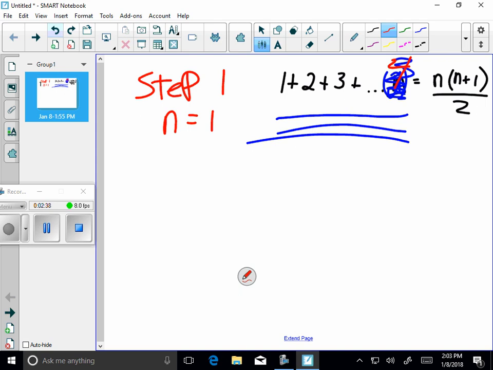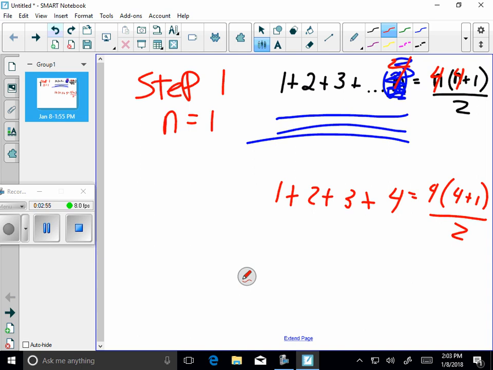All right, so let's do it for 4, just for the fun of it. Let's stick in a 4 here and a 4 here, and let's see if this thing is actually true. 1 plus 2 plus 3 plus 4 should equal 4 times 4 plus 1 all over 2. Is it really true? Well, I'm not going to be proving that it will always work, but I can prove this formula works for 4 if this actually comes out right.